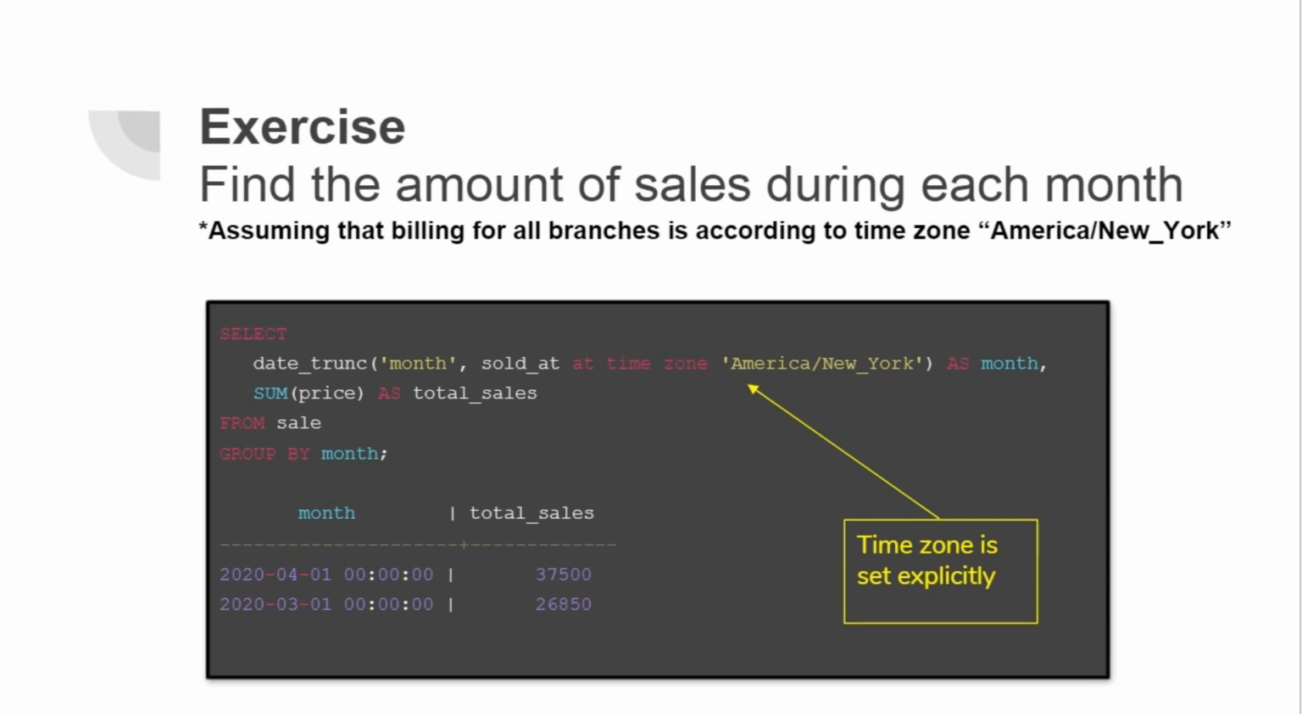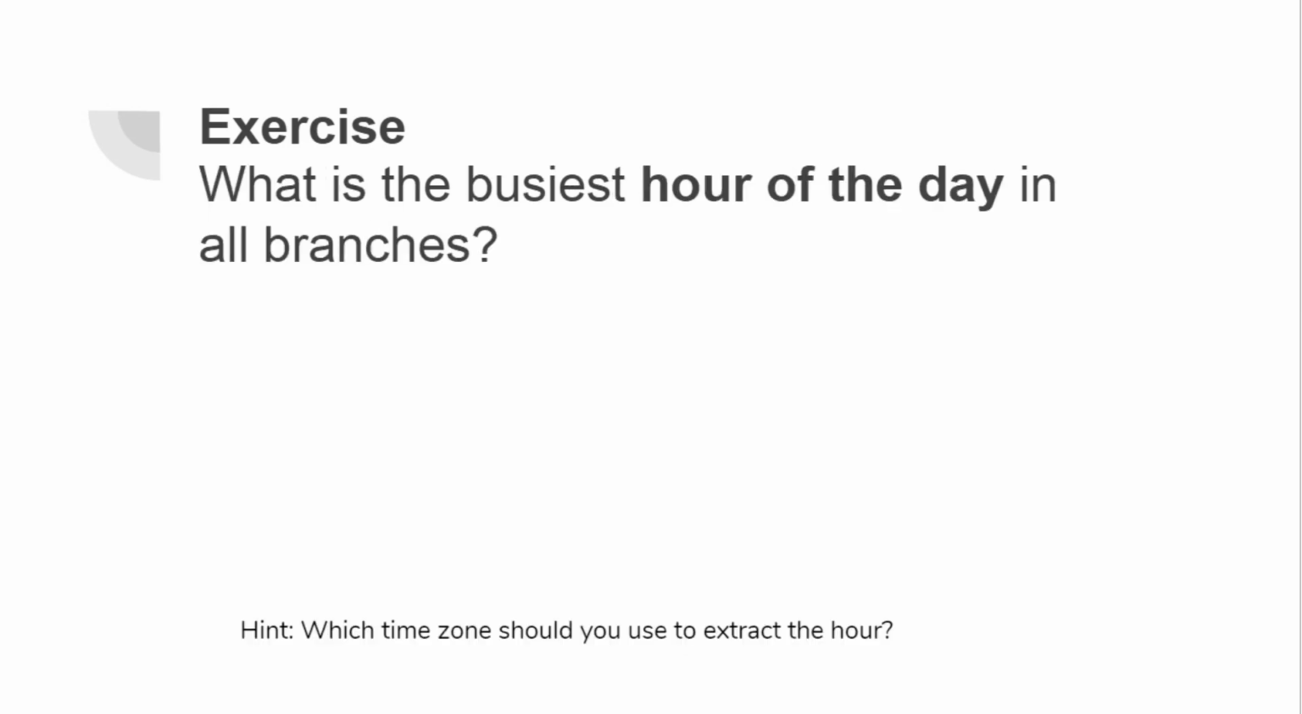And the reason I'm re-emphasizing this again and again is because I see endless mistakes when it comes to working with time zones. Every time you manipulate the date, you need to make sure that you explicitly set the time zone. So next, I want to do a different type of exercise, and I want you to think what is the best way to tackle this problem with time zones. So what is the busiest hour of the day in all branches? I want to find what is the busiest hour of the day in the entire network.